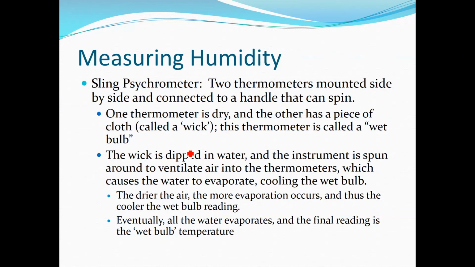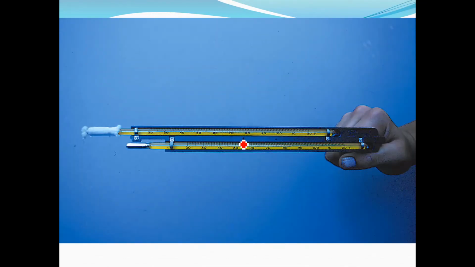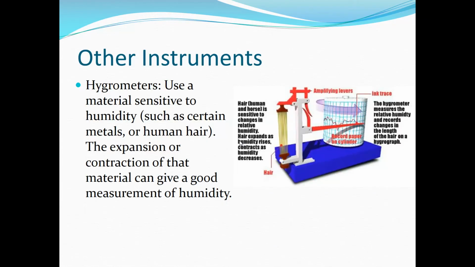So that's how this process works. You have a dry bulb, and then you have a wet bulb. You swing the thing around, the water on the wet bulb evaporates, absorbing latent heat into those water molecules, therefore taking heat out of the atmosphere, cooling the atmosphere down. This causes the wet bulb reading to cool down. So that's just one way that we can measure humidity in the atmosphere.